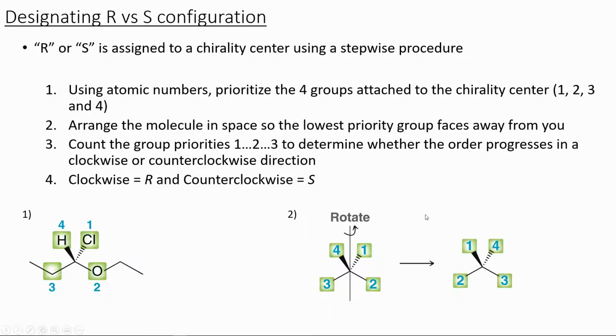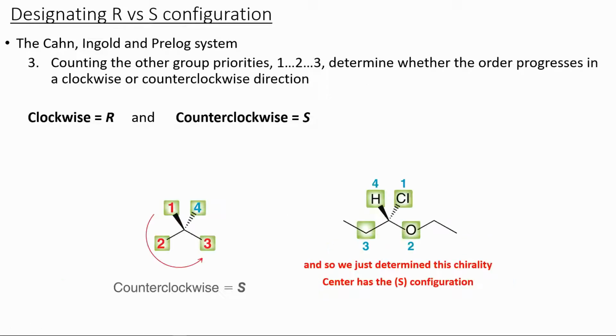The way I remember this is that clockwise, or R, would be to the right. R to the right. So in this specific molecule, we have a 1, a 2, and a 3 with the 4 in the back. We'll be going to the left, or counterclockwise, and so therefore it will have the S configuration.